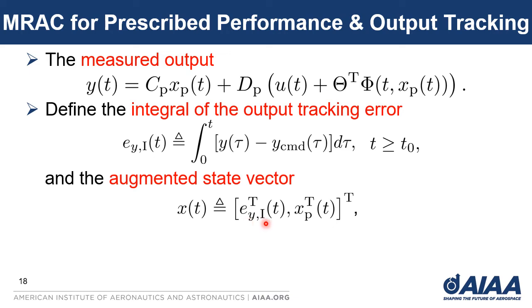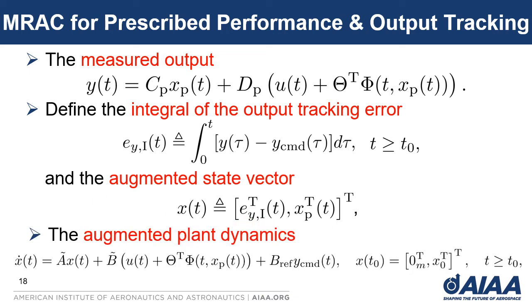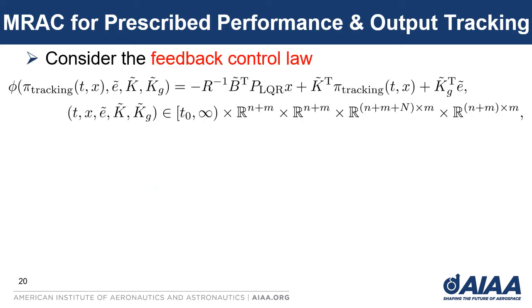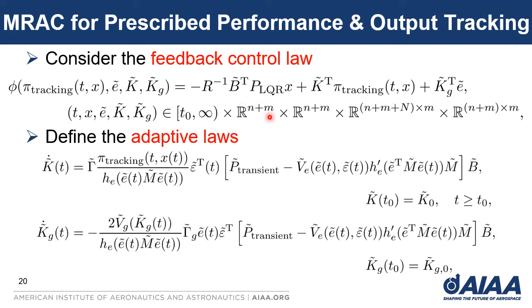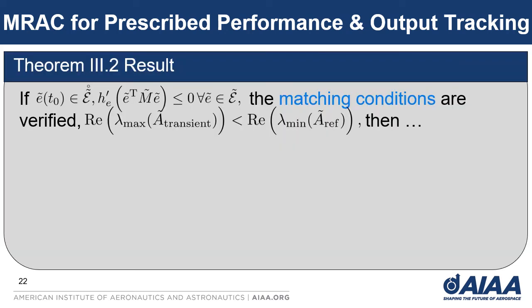So now the integral of the output tracking error is part of our system state, and we have the augmented plant dynamics. Now consider the feedback control law, which is comprised of an LQR baseline controller and an adaptive controller, as well as the adaptive laws. And that leads us to one of our main results.